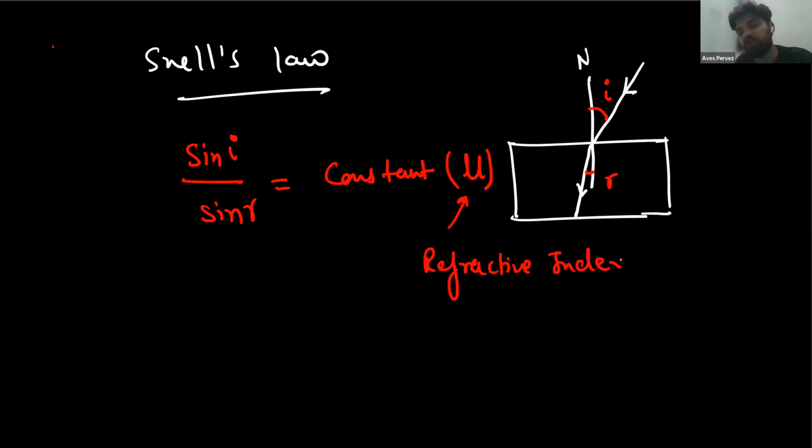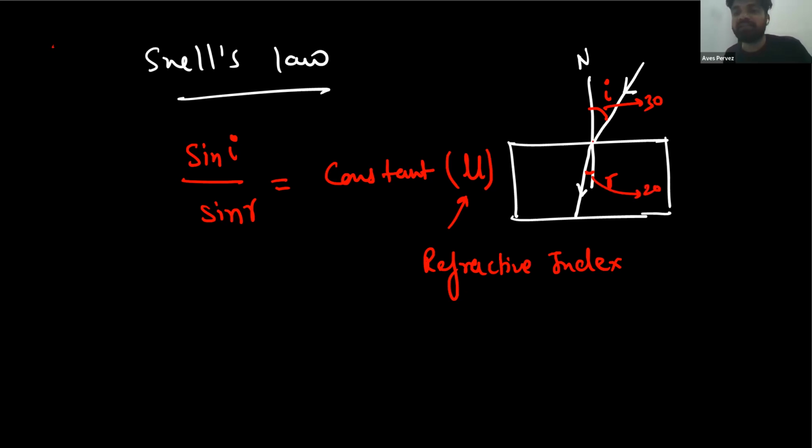Let me explain one more time. What does it say? Simply that sine i by sine r, the ratio of the sine of the angle of incidence to the sine of the angle of refraction, is constant for a particular medium. For example, if I have a 30-degree angle here, and this one has, let's say, 20 degrees.